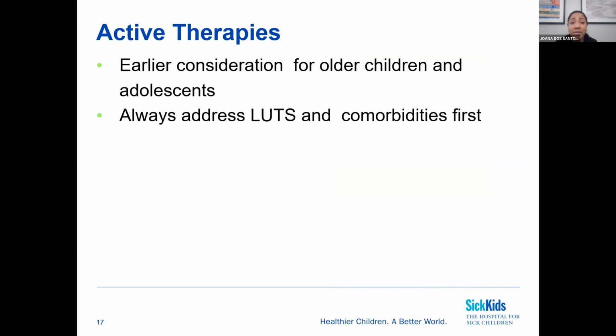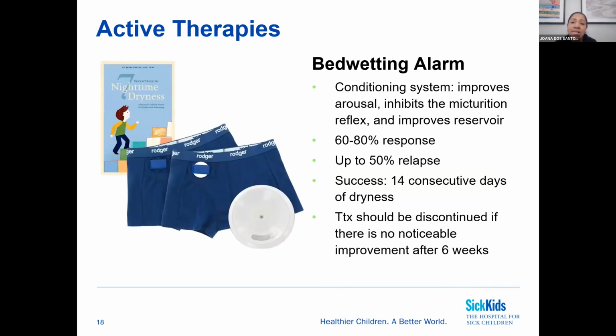In terms of active therapies, earlier consideration, certainly for older children and adolescents when bedwetting has a higher impact on quality of life, and always address LUTS and comorbidities first. The bedwetting alarm is certainly the gold standard for primary enuresis, secondary enuresis without underlying organic causes. The conditioning system, as you know, improves the arousal, inhibits the micturition reflex, and improves the reservoir. There's a 60 to 80% response to the bedwetting alarm if applied to the right child at the right time when they're motivated to do so.